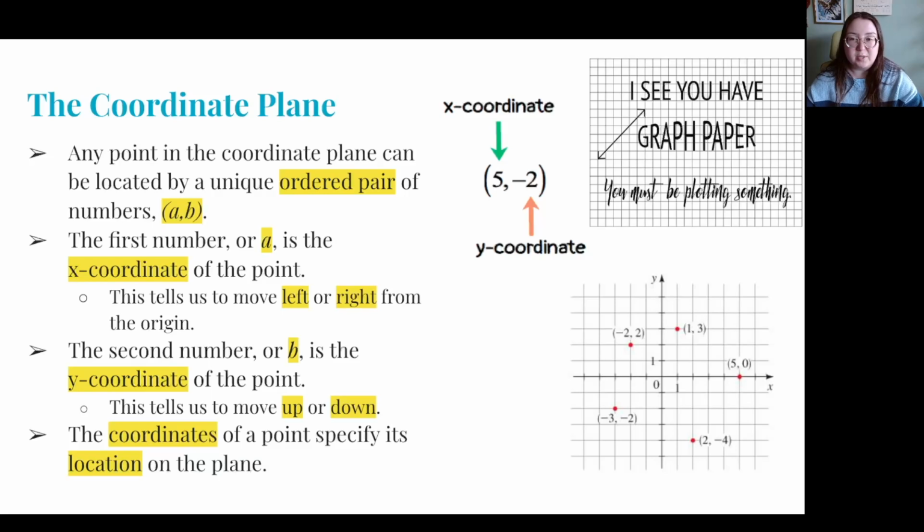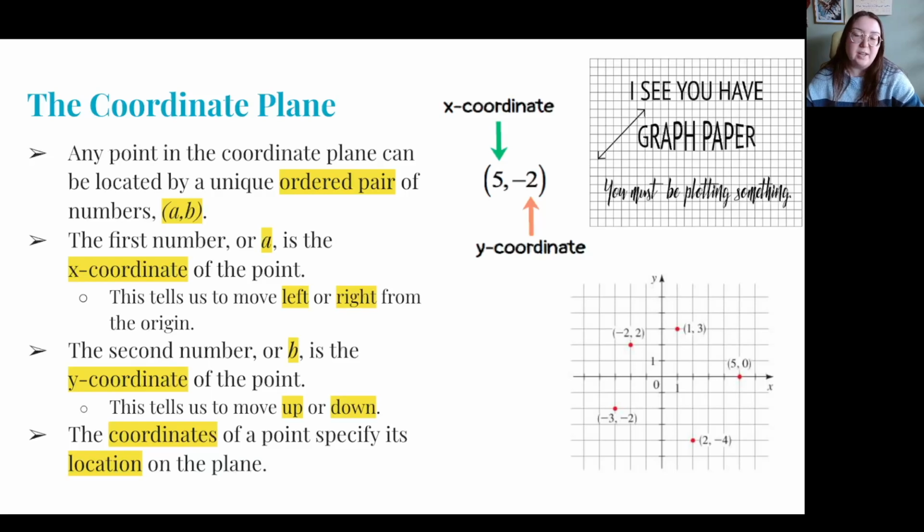Now the second number in your ordered pair, B, is the y-coordinate of your point. That tells you to go up or down. So if B is positive, you would go up. If B is negative, you would go down. And it's always from the origin. So you're always starting at the origin, and you're either going up or you're going down.